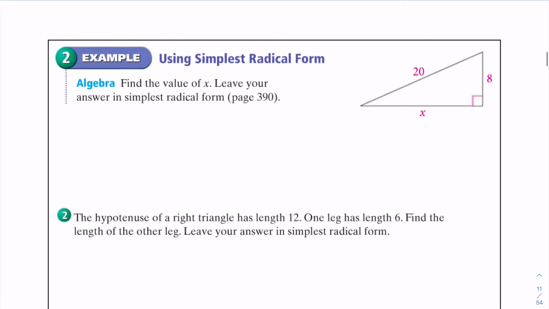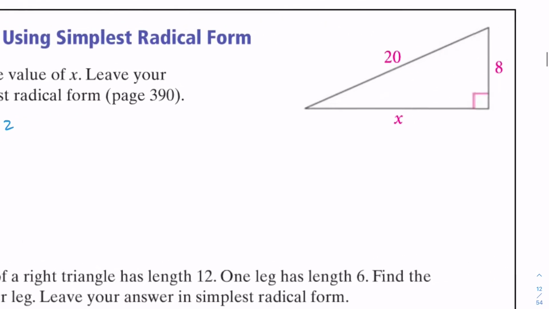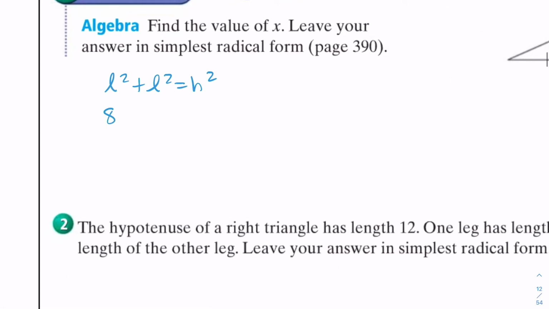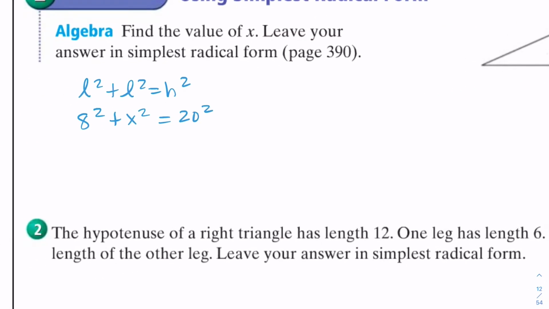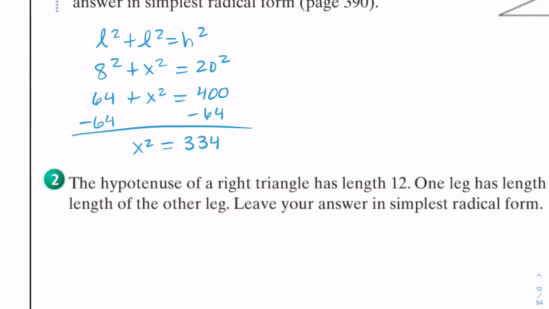All right. Here's when we're just finding the value of x. So we will do leg squared plus leg squared equals hypotenuse squared. And I'm given 8 and x. So I'll do 8 squared plus x squared equals 20 squared. And I get 64 plus x squared equals 400. Take away 64. So x squared equals 334. Is it 3? No, 336. Yeah, 336. Sorry.